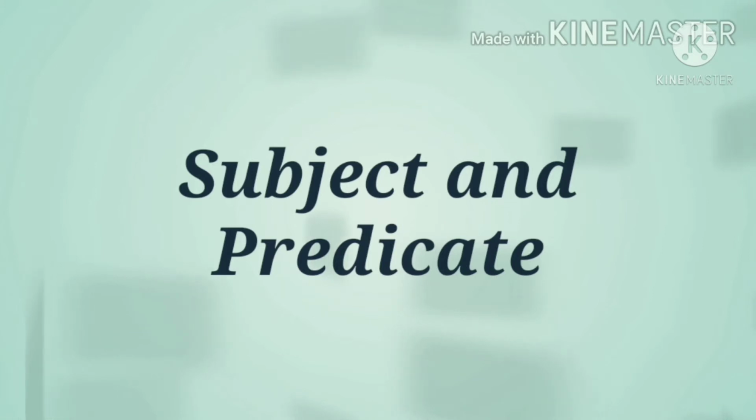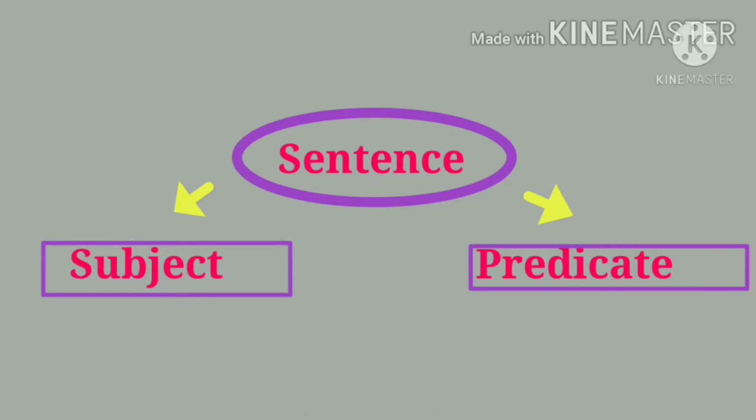In the previous class, we learned about what a sentence is and the types of sentences. Now let's learn about the parts of a sentence. All sentences have two parts, subject and predicate.